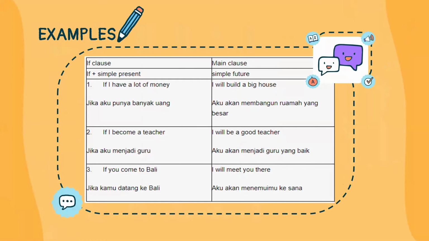For example, if I had a lot of money, I will build a big house. Jika aku punya banyak uang, aku akan membangun rumah yang besar. If I become a teacher, I will be a good teacher. Jika aku menjadi guru, aku akan menjadi guru yang baik. If you come to Bali, I will meet you there. Jika kamu datang ke Bali, aku akan menemuimu di sana.